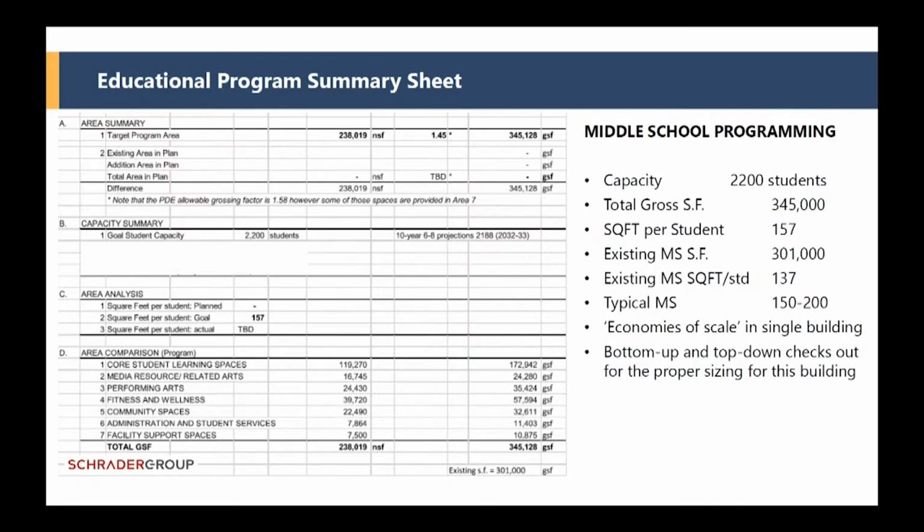In this case, we're looking at a capacity of 2,200 students for this facility, total gross square footage of 345,000 square feet. Therefore, the total gross square footage per student is 157 square feet per student. And so the test for this is, what is an average square footage per student in the region? The second or third to last line says typical middle school, 150 square feet to 200 square feet per student. Now that's actually kind of a regional number.